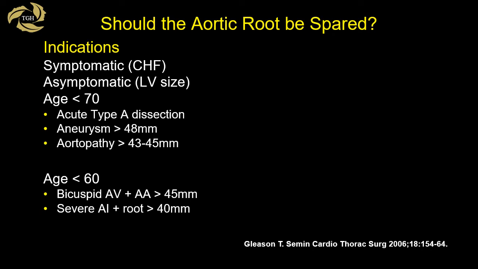In general, then, patients who are referred for this procedure may be symptomatic or asymptomatic with AI and have root dilatation. Patients less than 70 years old are offered the procedure in the settings of acute type A dissection, an aneurysm greater than 48 millimeters, and aortopathy greater than 45 millimeters. Additional indications in patients less than 60 years old include patients with bicuspid aortic valve and an aortopathy greater than 45 millimeters, and severe AI and a root greater than 40 millimeters.